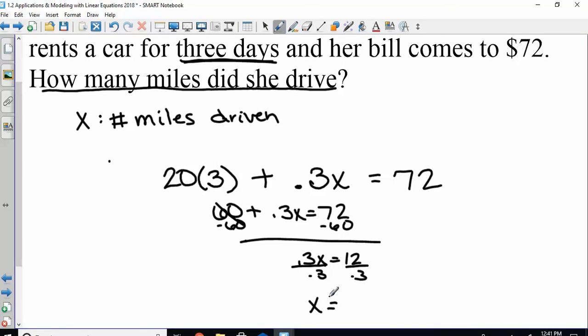Is it dead? And did you get 40? Okay, so we're not done. We have to write our sentence. The question was, how many miles? She drove 40 miles.